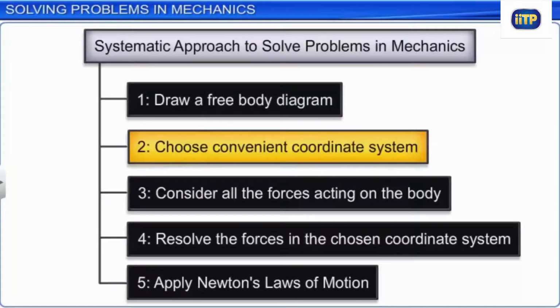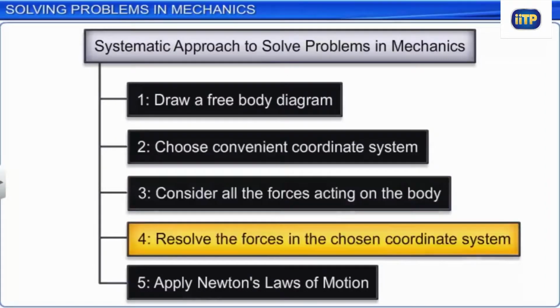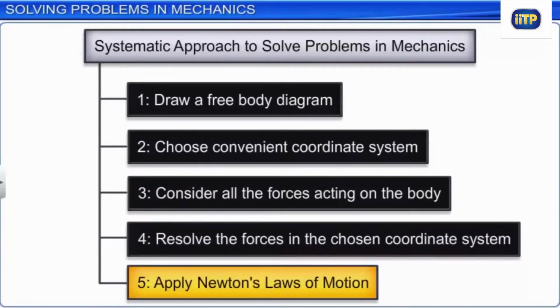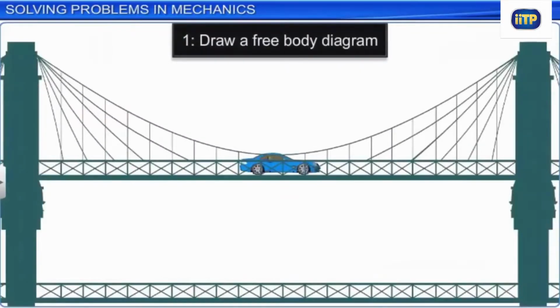Choose a convenient coordinate system. Consider all the forces acting on the body. Resolve the forces in the chosen coordinate system. Apply Newton's laws of motion and solve all the equations to find the unknown variables. Let's take a look at each of the steps involved.